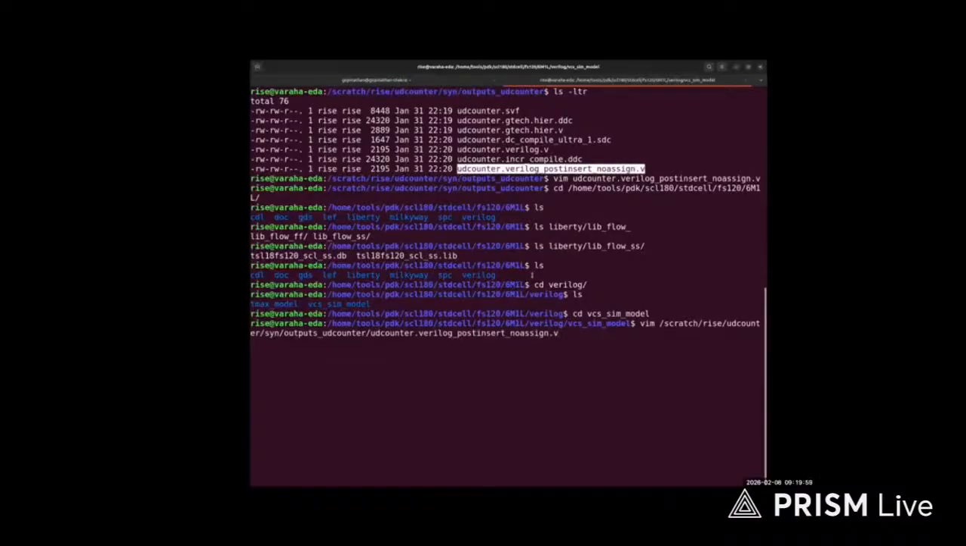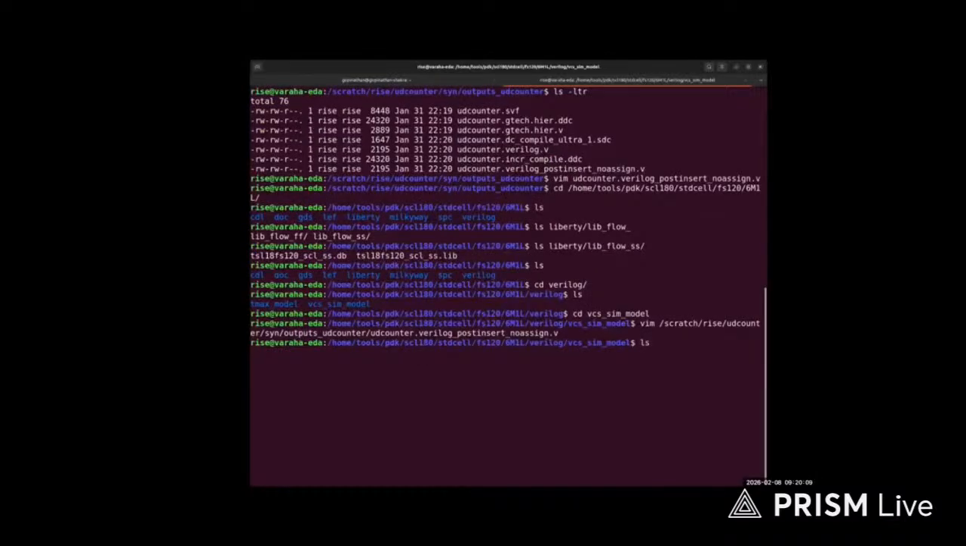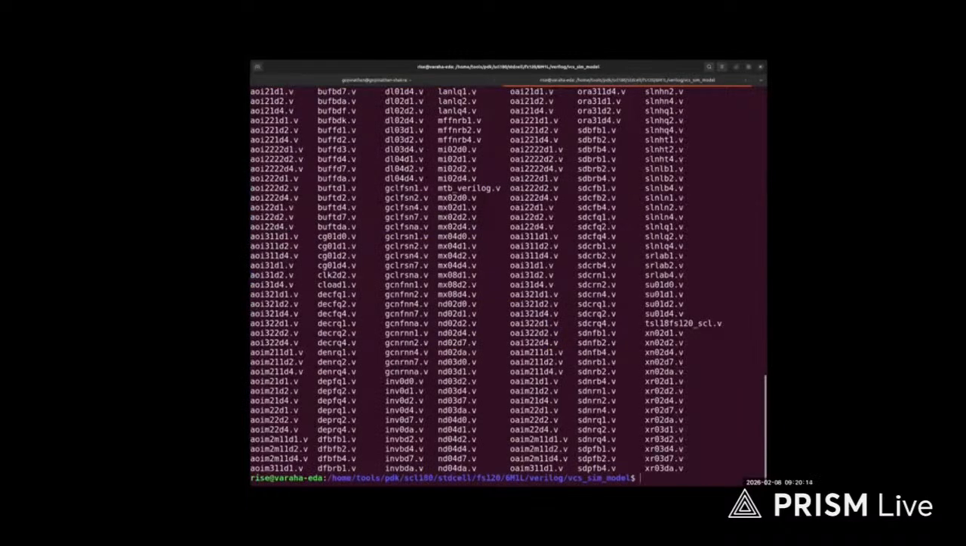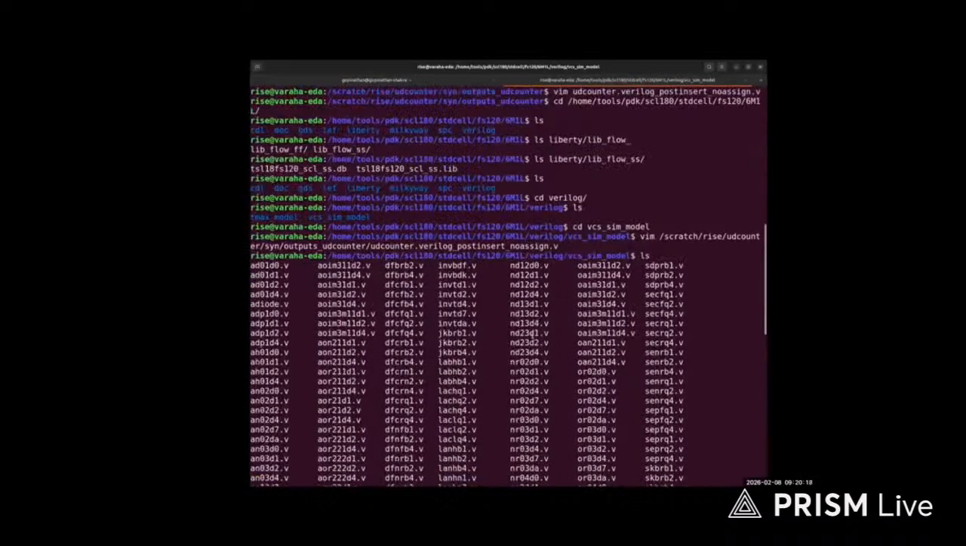I'm opening the netlist. So this is the flip-flop name, right? DFCRQ1. Correct? Now let's see in these Verilog models what all files are there. So these are the Verilog model files that are there. You're able to see, right? So many .v files are there.